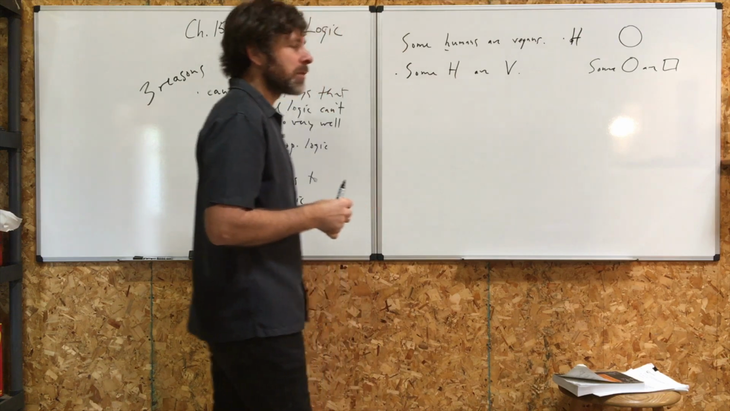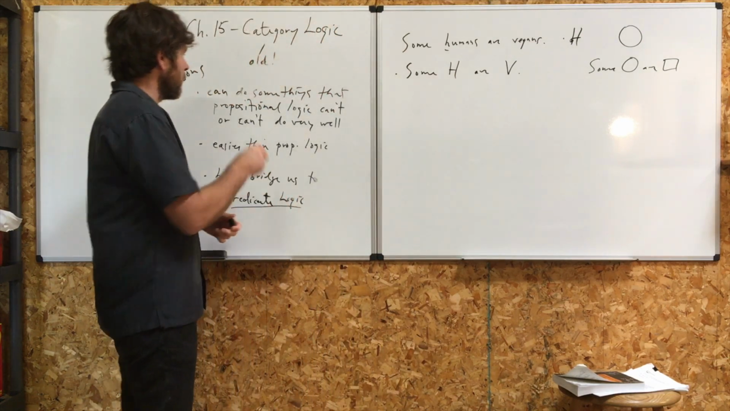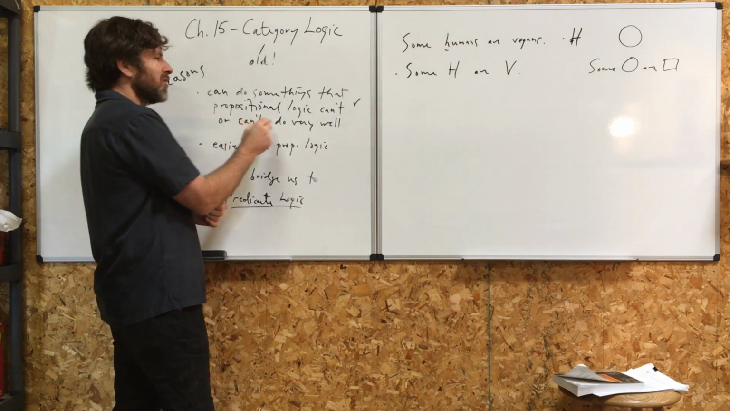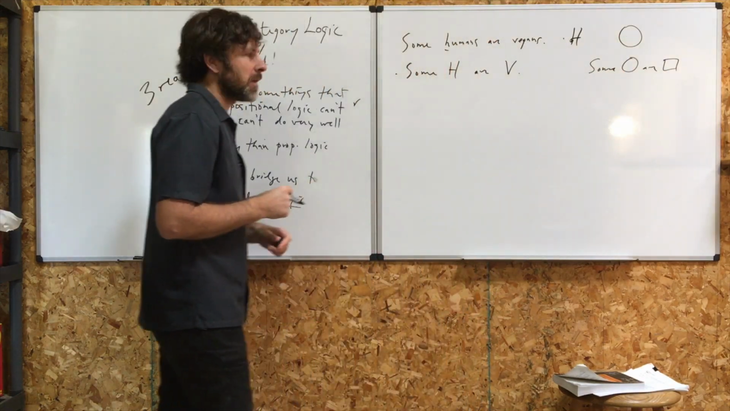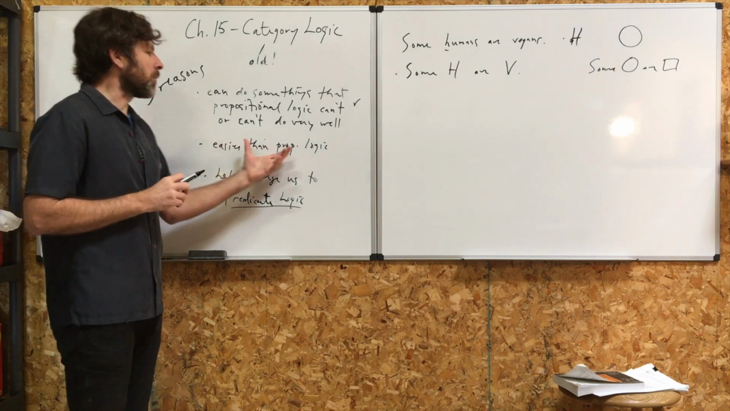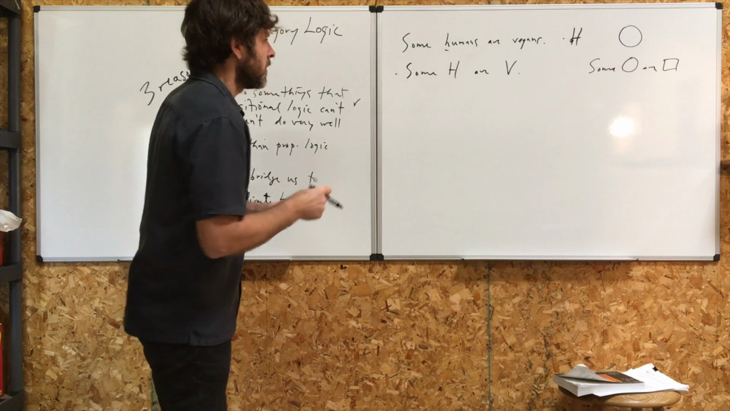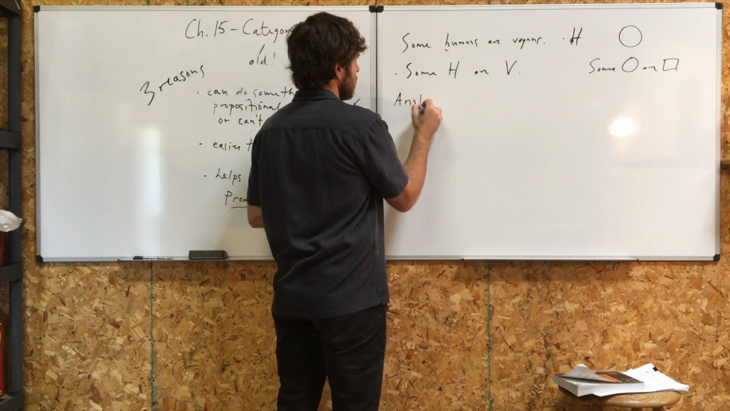In some ways, it's more sophisticated. In some ways, it's more accurate, more precise. So there you go. Some things that propositional logic can't do or can't do very well. This is not as good as this. Does that make sense? Okay. Easier than propositional logic. Now, this is going to ease us into Aristotelian logic.